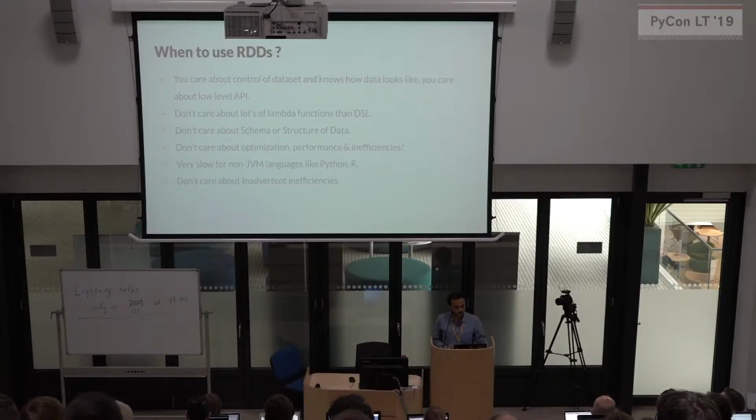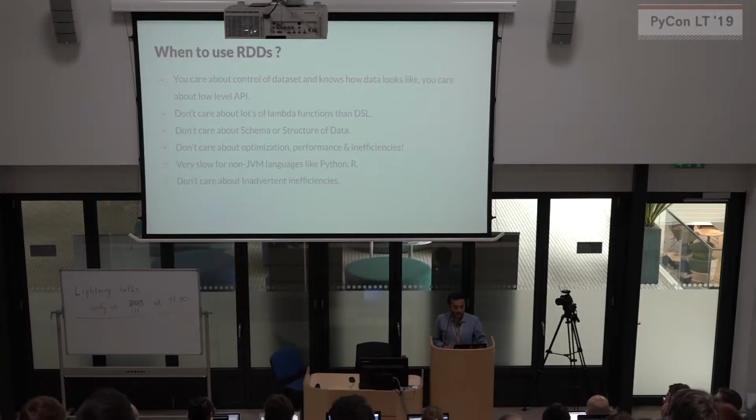If you don't care about control of the dataset and you know what it looks like, and you care about the low-level API, you can use the RDD. If you don't care about the available lambda functions in the Spark DSL, you can use the RDD. If you don't care about schema and the structure of the data, you can use the RDD. If you don't care about the optimization and performance that you can gain, you can use the RDD. It is very slow on non-JVM languages like Python and R so far, but what I will tell you after this will show how it can be faster with Python also. And if you don't care about inadvertent inefficiencies, you can use the RDDs.